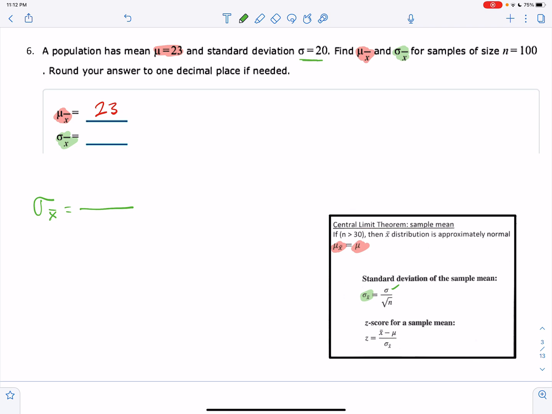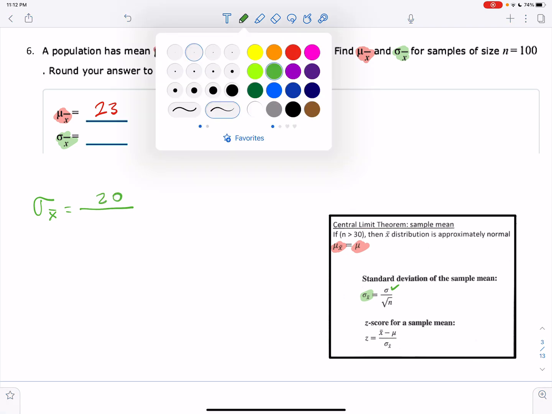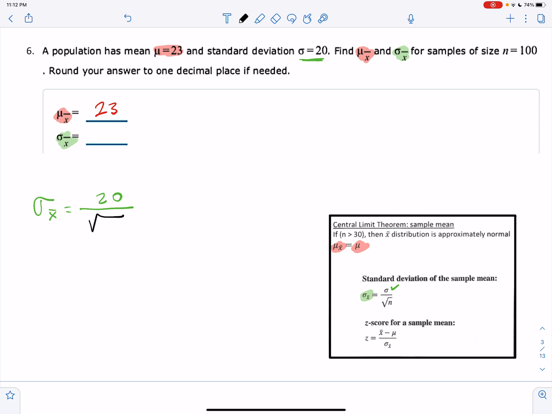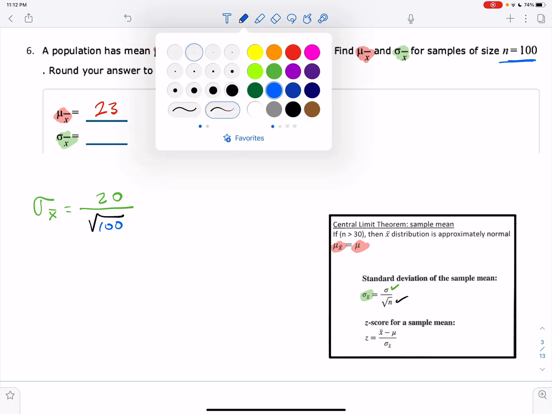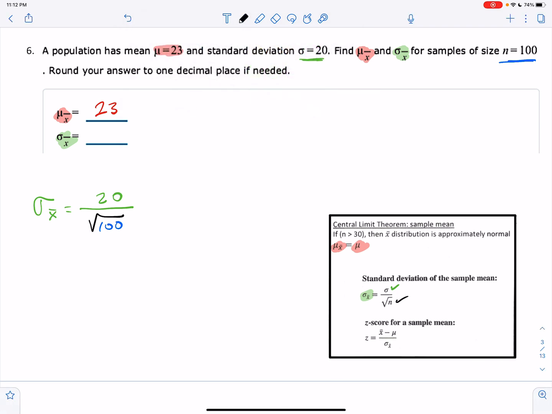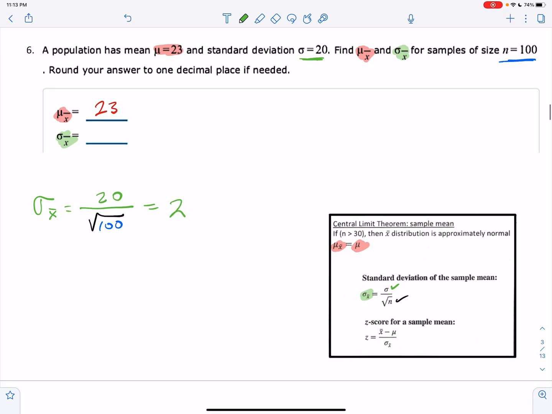The standard deviation of the sample means is equal to the population standard deviation, which is given up there, and here it is, you can see, 20. And the formula says that we need to divide that by the square root of n. Where is n? N is the sample size, 100. Those numbers are nice and convenient because we know the square root of 100 is only 10. When we divide, 20 divided by 10, we get 2. So the standard deviation of the sample mean is 2.